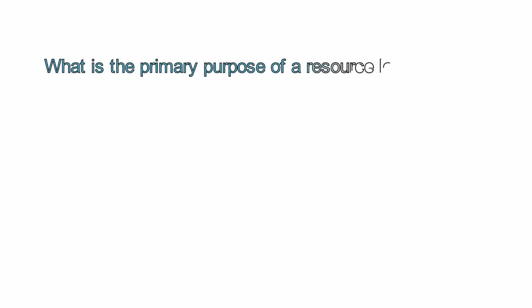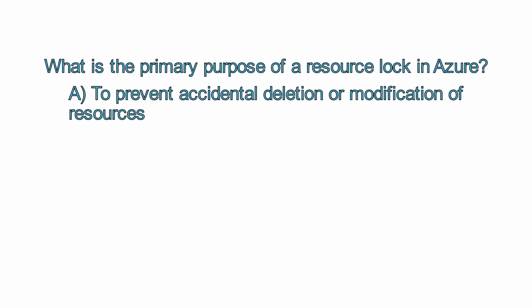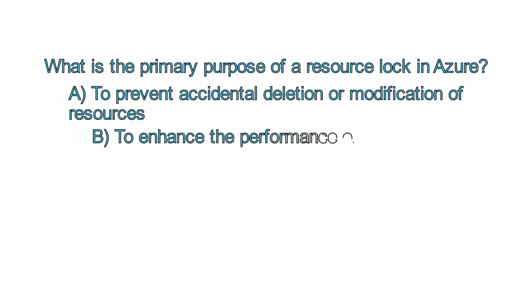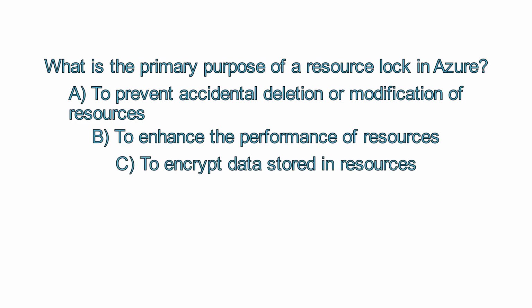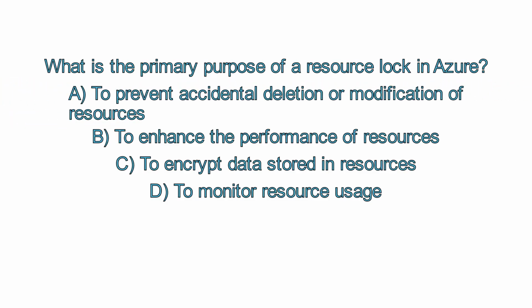What is the primary purpose of a resource lock in Azure? A. To prevent accidental deletion or modification of resources. B. To enhance the performance of resources. C. To encrypt data stored in resources. D. To monitor resource usage. The correct answer is A. To prevent accidental deletion or modification of resources.